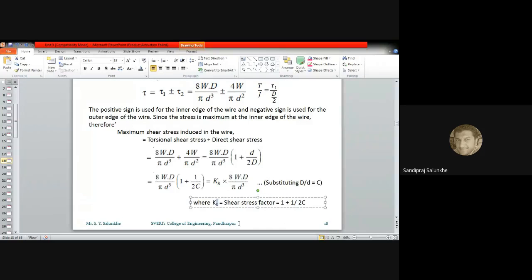Don't bother about this factor, because every time it is not necessary to take this Ks. We can directly put the value of W, capital D, pi and small d cube, whereas C can also be calculated from capital D and small d. Just for simplicity, this Ks has been introduced here. Otherwise, this Ks is not necessary. So it will become Ks multiplied by 8W capital D divided by pi small d cube. From this, we can calculate the maximum shear stress which will be induced in that wire.